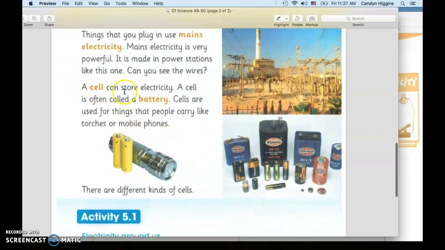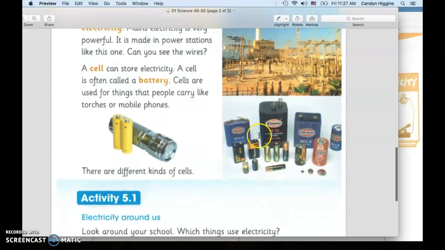Now, a cell can store electricity. A cell is often called a battery. Cells are used for things that people carry, like torches or mobile phones. So, torches are flashlights and they use batteries. Batteries come in different shapes and different sizes. Look at this, all these different kinds of batteries.